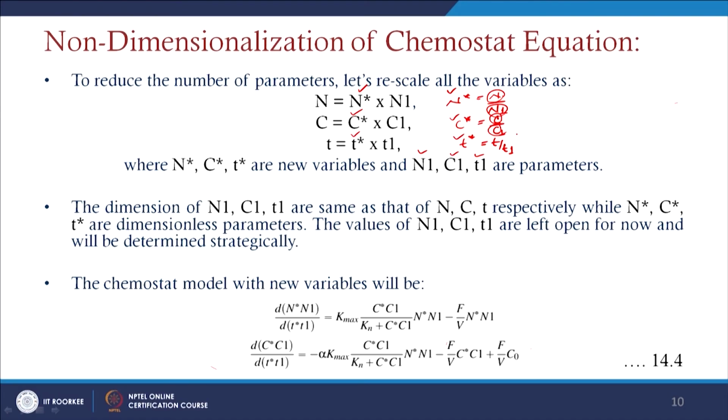For the chemostat model with new variables, we put these variables in the equations. Directly we can replace n by n star into n1, t by t star into t1, similarly c by c star into c1, and n by n star into n1. Similarly we replace in the second equation also. The non-dimensional form of this equation can be written in this form here.